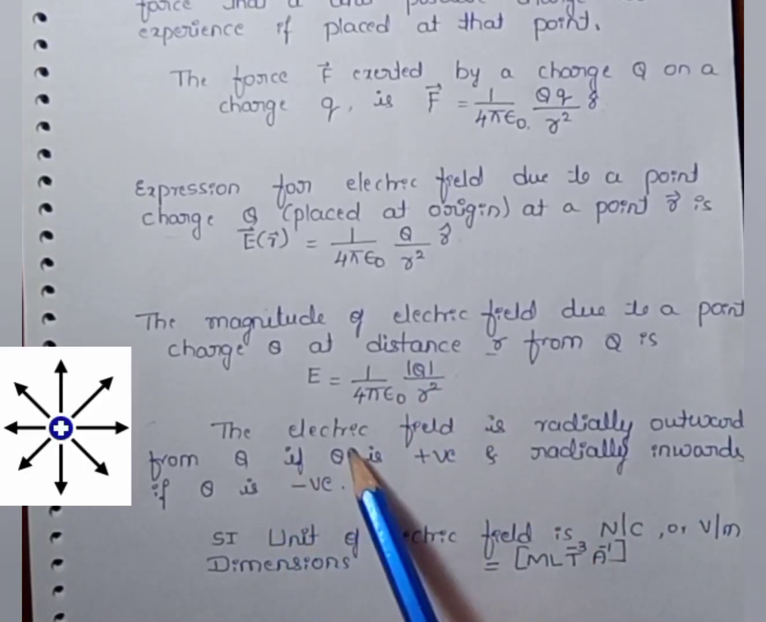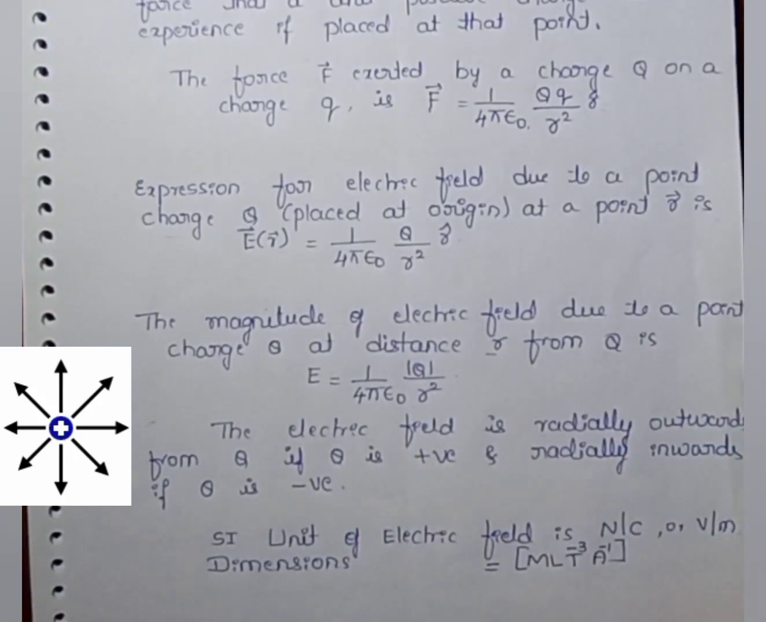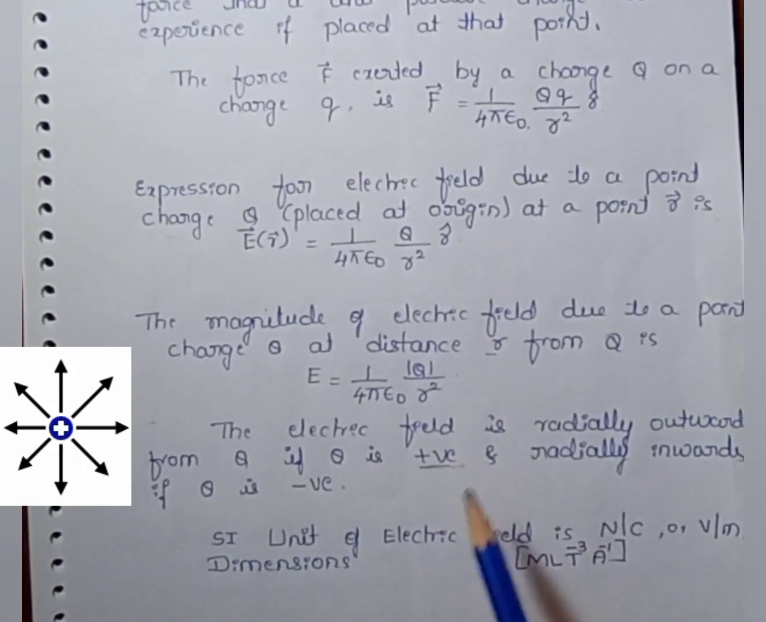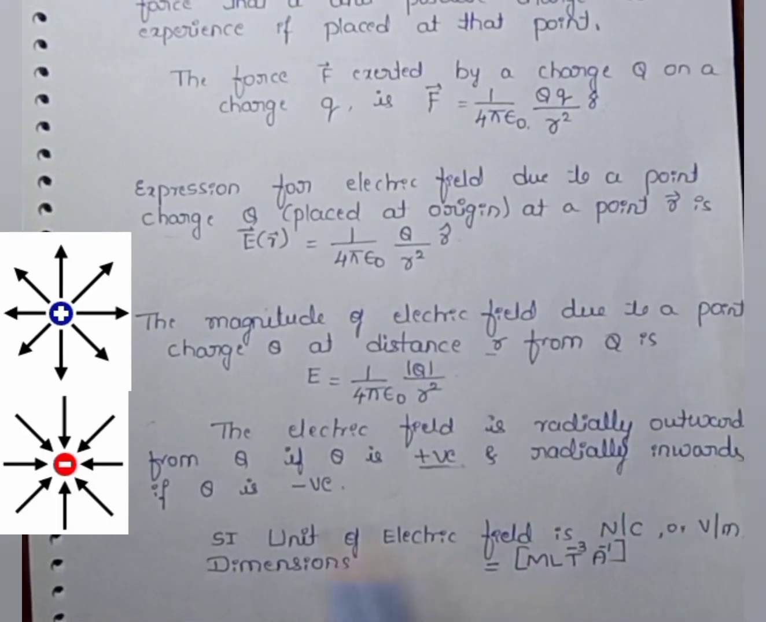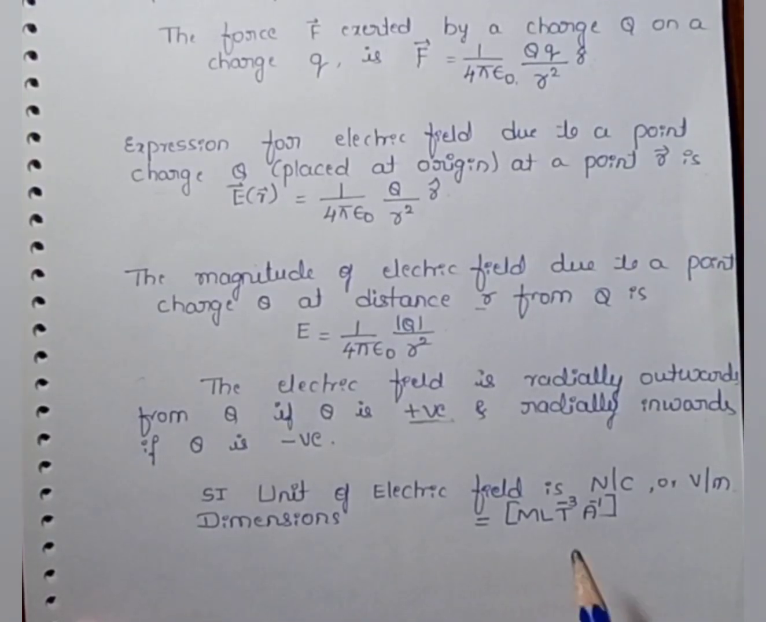That is, the electric field is radially outward. The electric field moves in the outward direction from Q. If Q is positive, it is directed outward, and radially inwards if Q is negative. SI unit of electric field is Newton per Coulomb or volt per meter. Dimensional formula can be written as M L T to the power minus 3 A to the power minus 1.